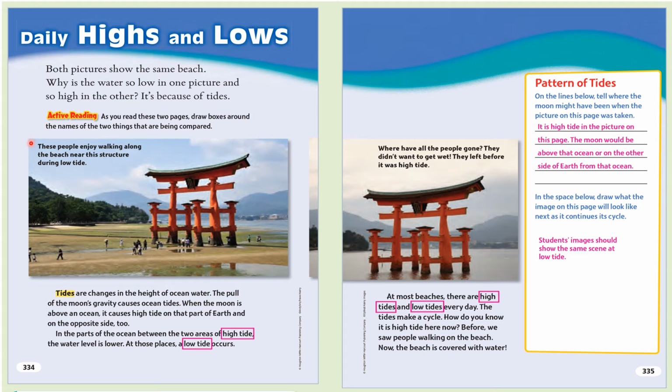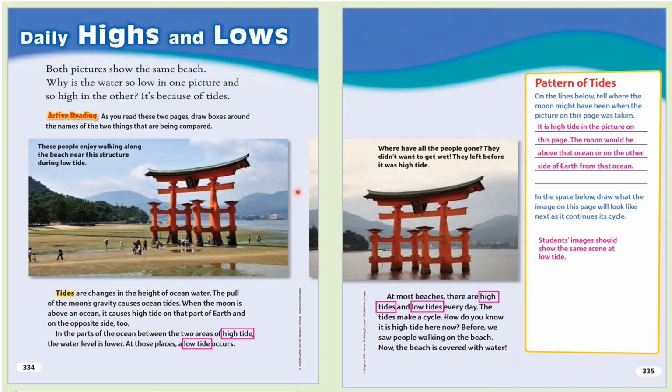These people enjoy walking along the beach near this structure during low tide. Tides are changes in the height of ocean water. The pull of the moon's gravity causes ocean tides. When the moon is above an ocean, it causes high tide on that part of Earth and on the opposite side too. In the parts of the ocean between the 2 areas of high tide, the water level is lower. At those places, a low tide occurs.